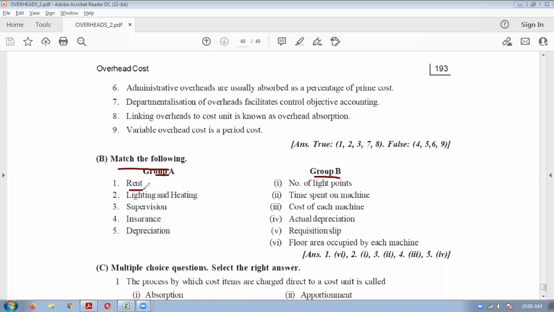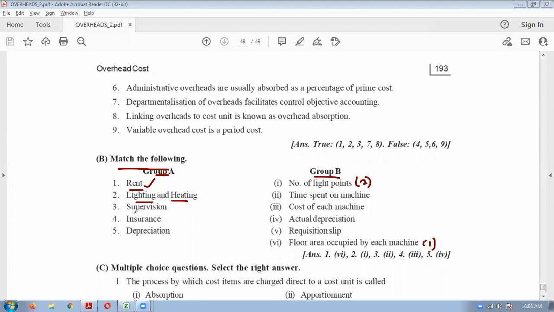See here, rent. Here options are given. So rent, how you will allocate: on number of light points, time spent on machine, cost of each machine, actual depreciation, requisition slip, or floor area. Rent will be based on floor area, no? So this is the correct answer. See, if you have remembered that table, this question will be easy. Lighting and heating, how you can allocate based on number of light points, no?